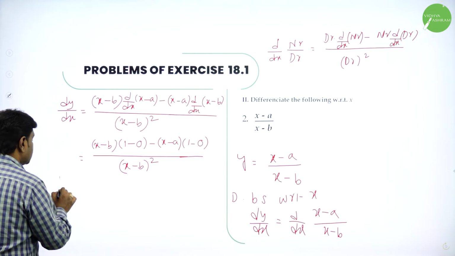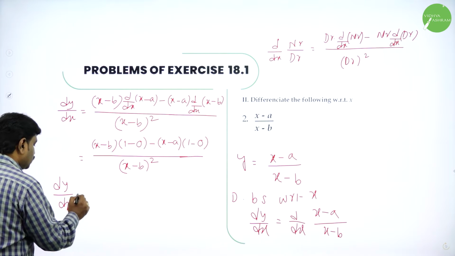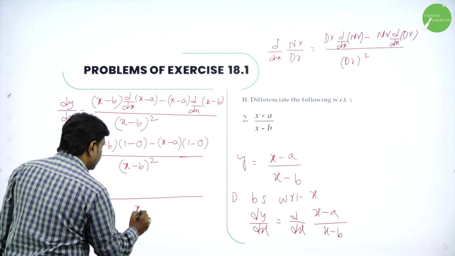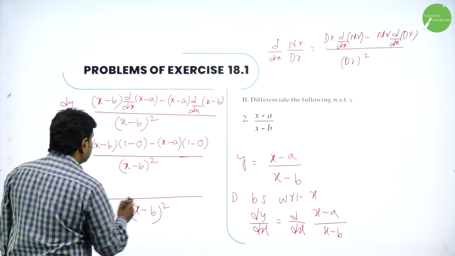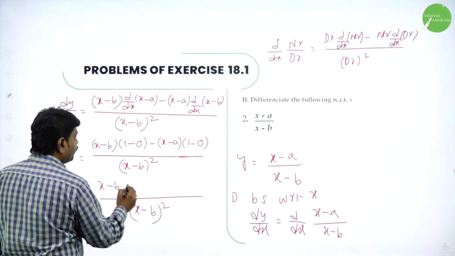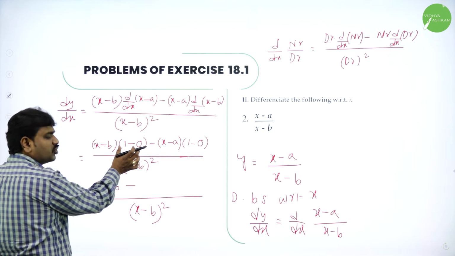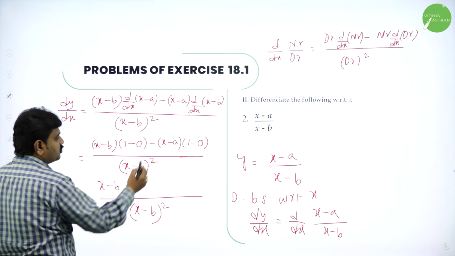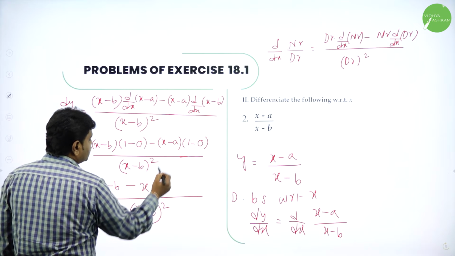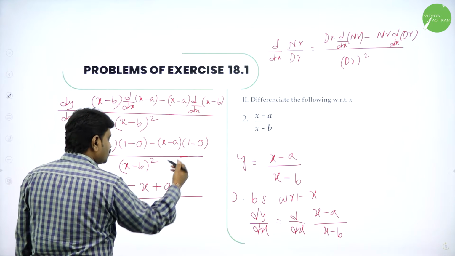Now simplify this. So dy by dx is equal to, in the denominator we'll have (x minus b) the whole square, in the numerator we'll have (x minus b) minus x, 1 minus 0 is 1. 1 into (x minus b) is x minus b, open the brackets, minus x, minus into minus plus a, 1 minus 0 is 1, leave it.